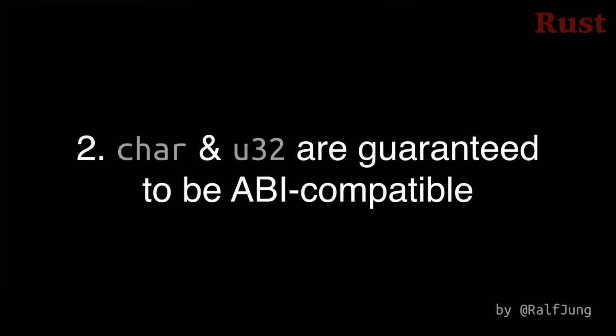Number 2. The char and u32 types are now guaranteed to always be completely ABI compatible in function signatures. This builds on an earlier guarantee that they would always have the same alignment.